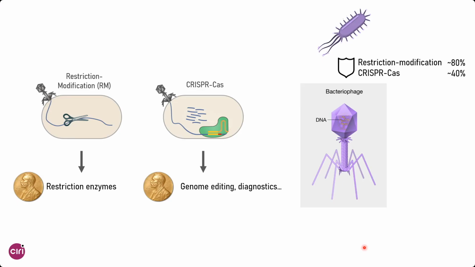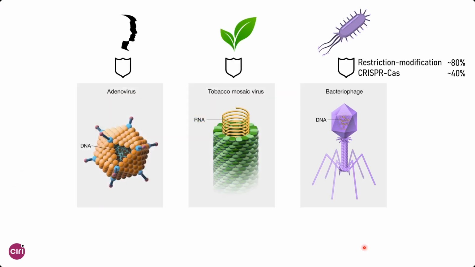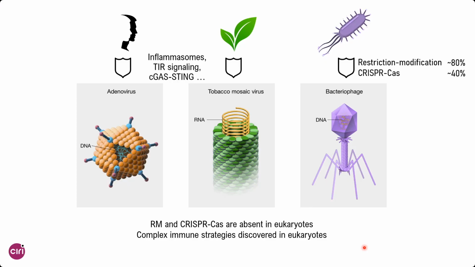And in parallel to these discoveries, people were also studying the innate immune system of other species across the tree of life. But what's quite intriguing at this stage is that RM systems and CRISPR-Cas are absent in virtually all known eukaryotes. There's not a single eukaryotic genome that contains a restriction enzyme or CRISPR-Cas system. And in parallel, very elaborate defense strategies were discovered, especially in animals and in plants. This includes inflammasomes, TIR signaling, cGAS, and many more.